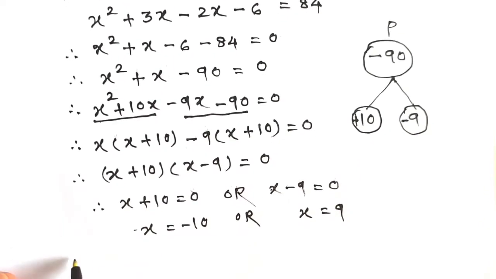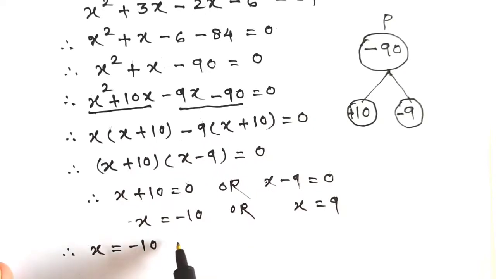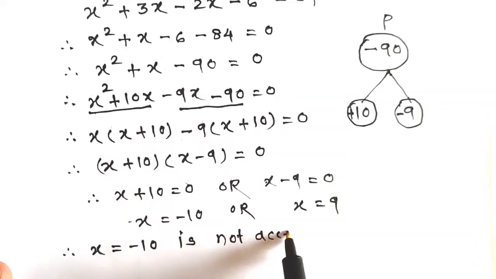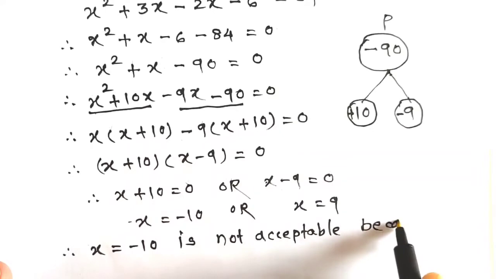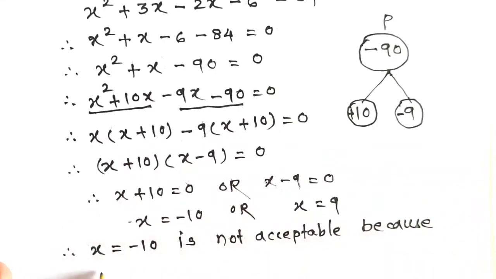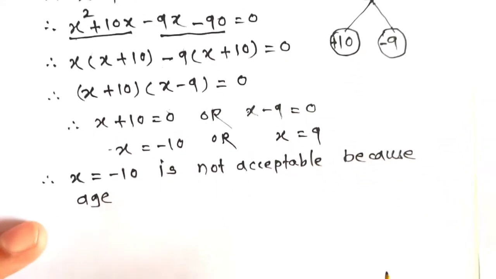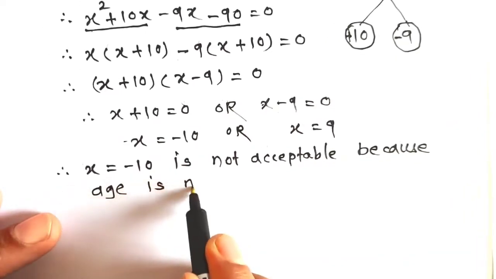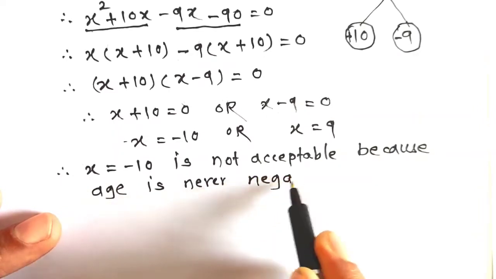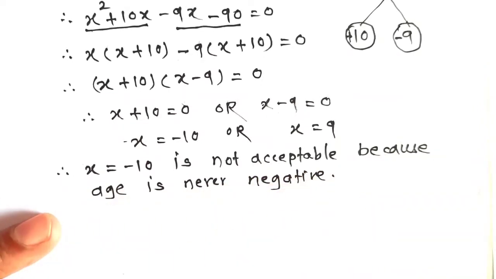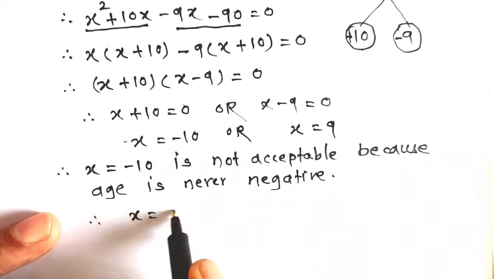So x is equal to minus 10 is not acceptable, because we have to write the reason, because age is never negative. Age of any person is never negative, and therefore only one number is there, that is positive, and therefore x is equal to 9.